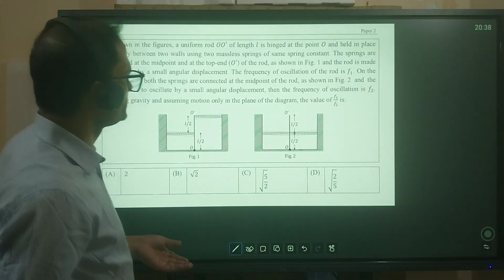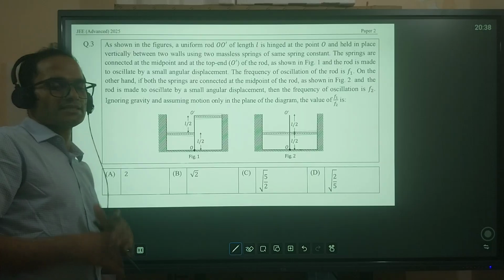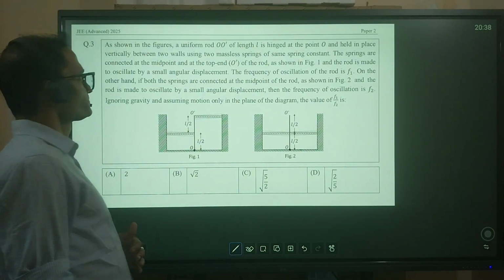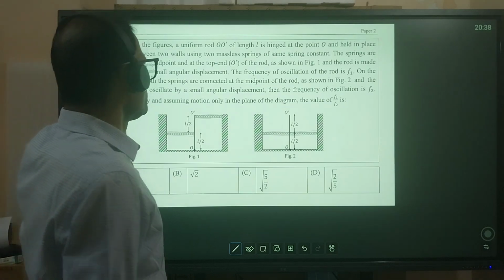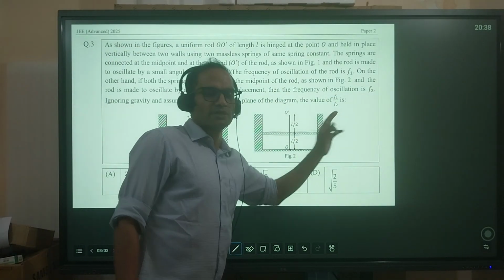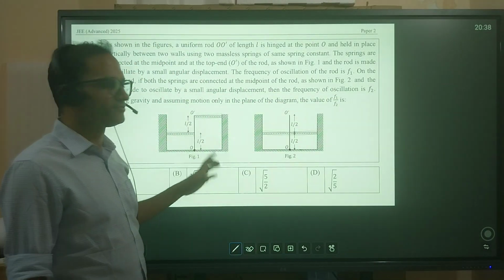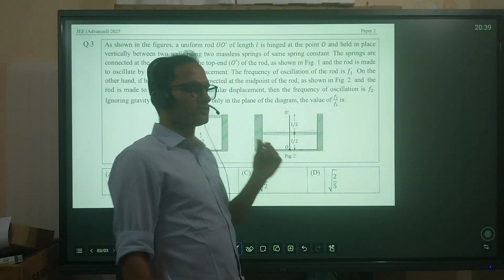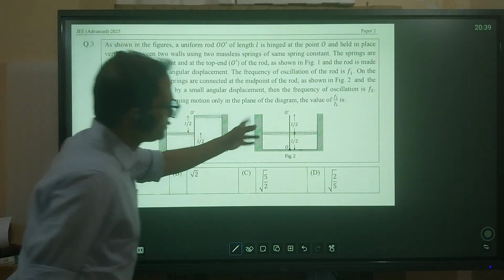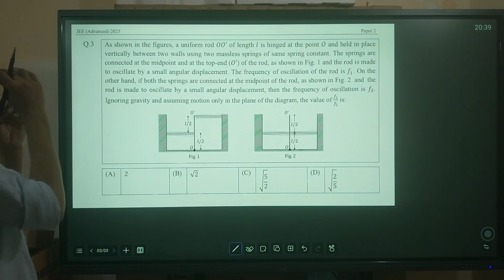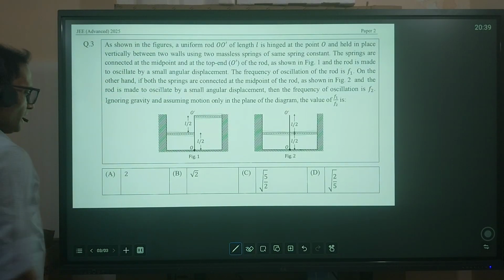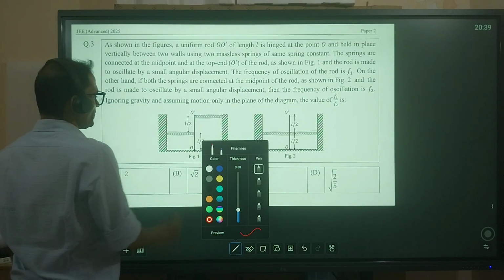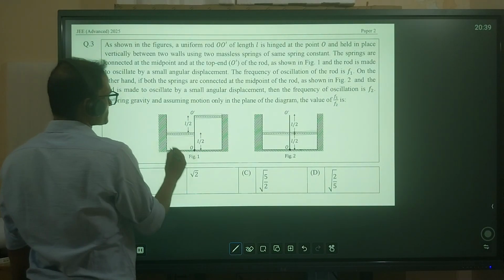Okay, so basically the time period of oscillation will be different, and the torques will be different for the same angle theta. And what we have to find is f1 by f2, where f1 is the frequency of oscillation of the first figure and f2 is the frequency of oscillation of the second figure. Okay, so I will draw on this figure.